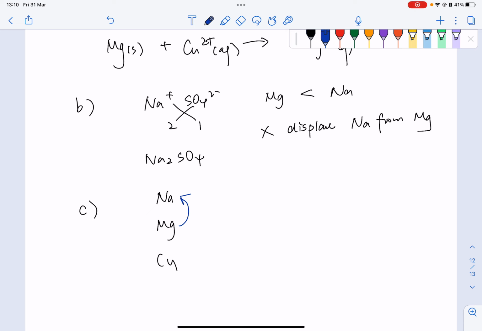Sodium sulfate, no reaction happens. It's because sodium is more reactive than magnesium. In the second part, magnesium is added to copper sulfate and it displaces the copper out, which means magnesium is more reactive than copper. Similarly, for the other answers, you can take a look at the mark scheme that Mr. Harris has uploaded, so I won't write it here. That's the end of question 25.